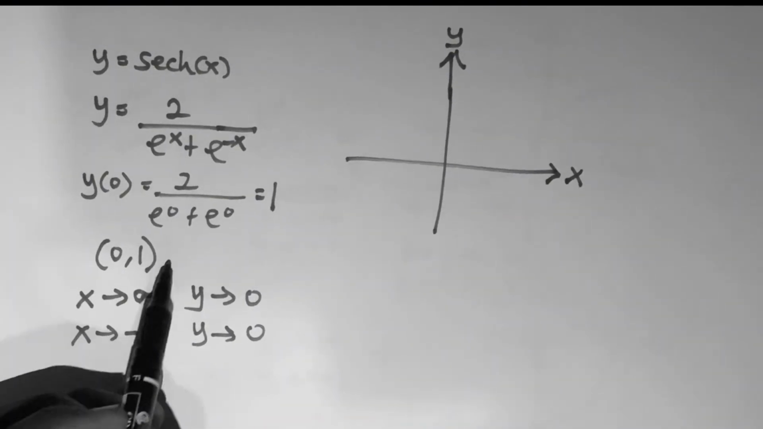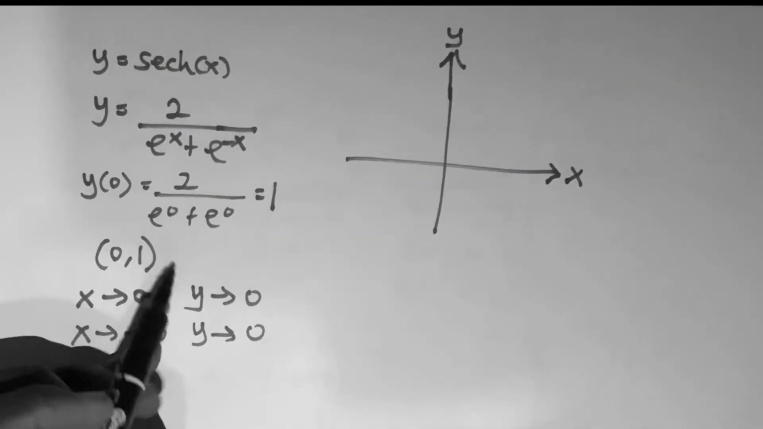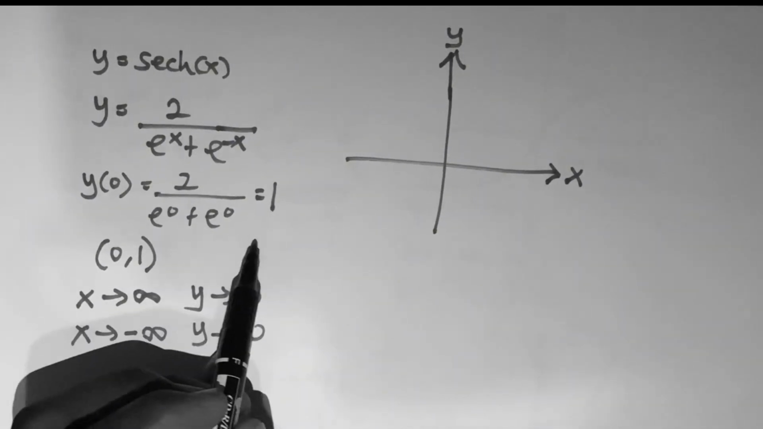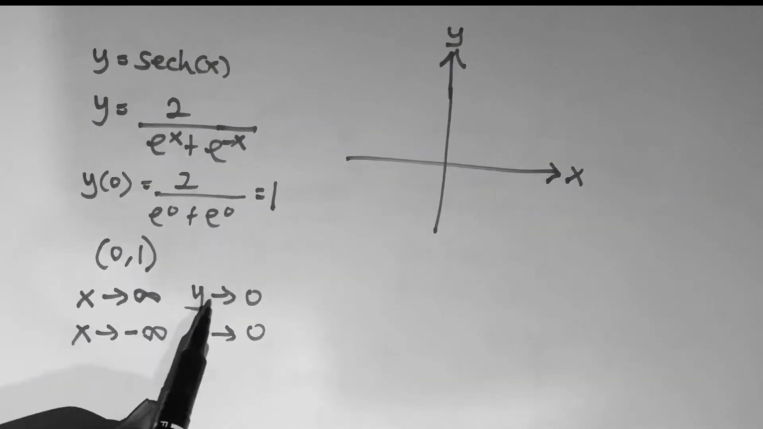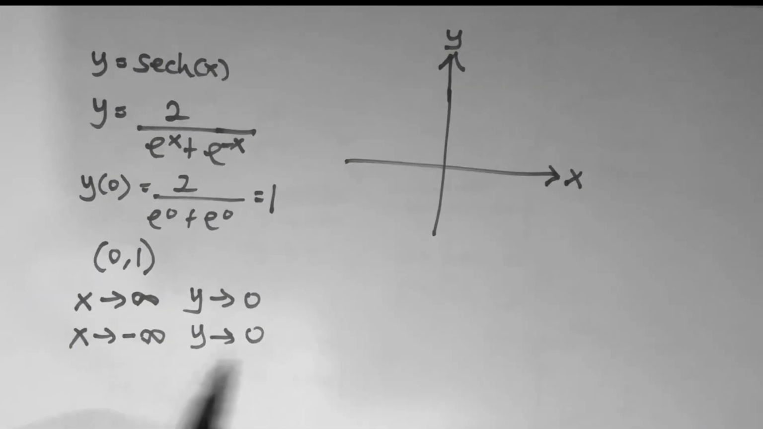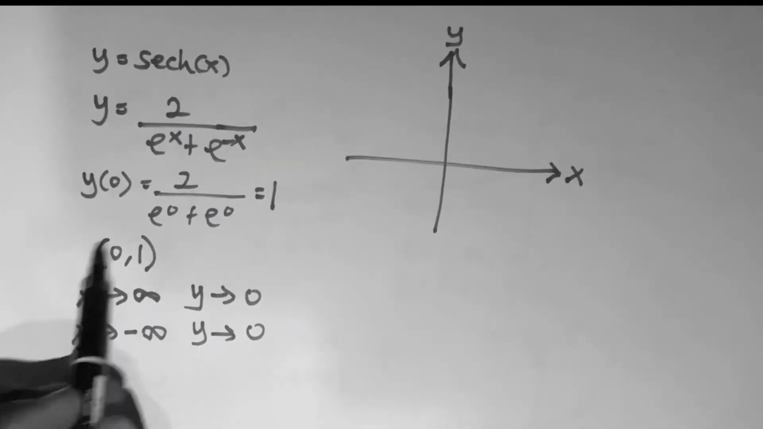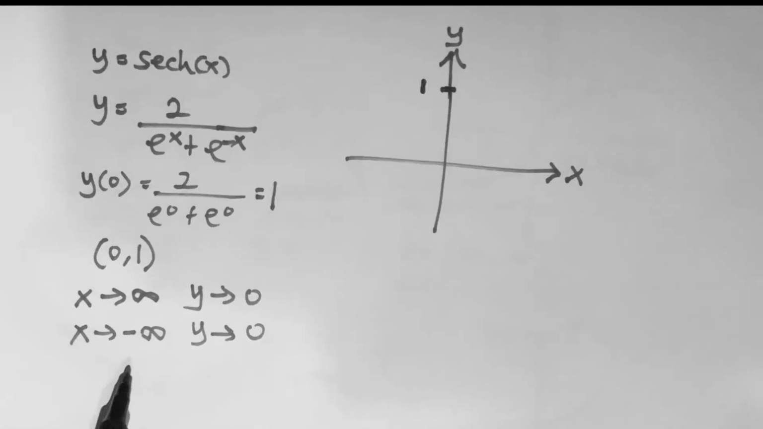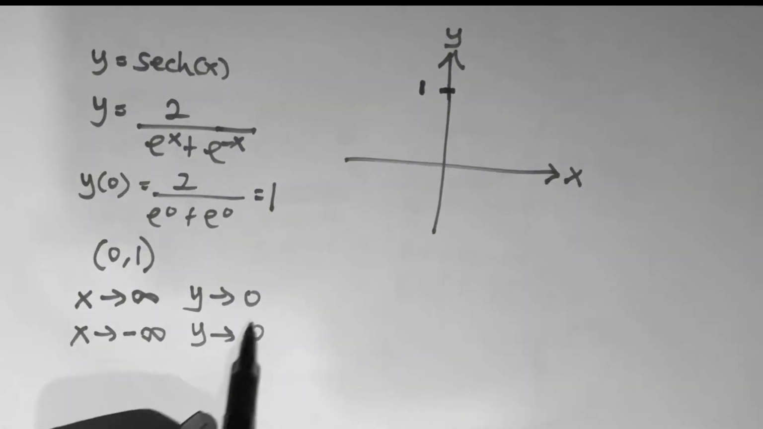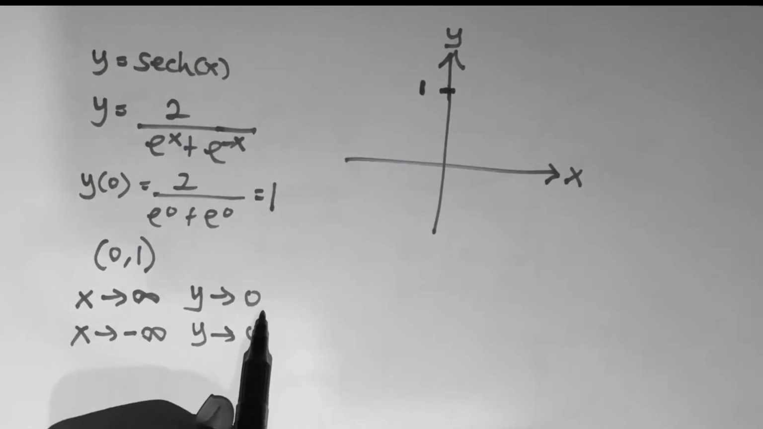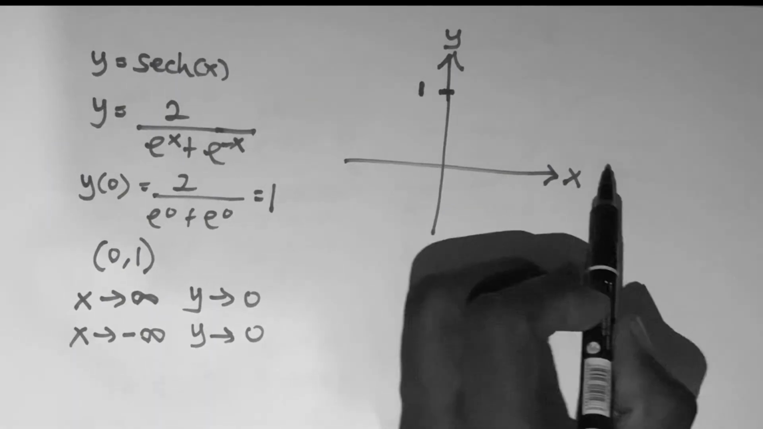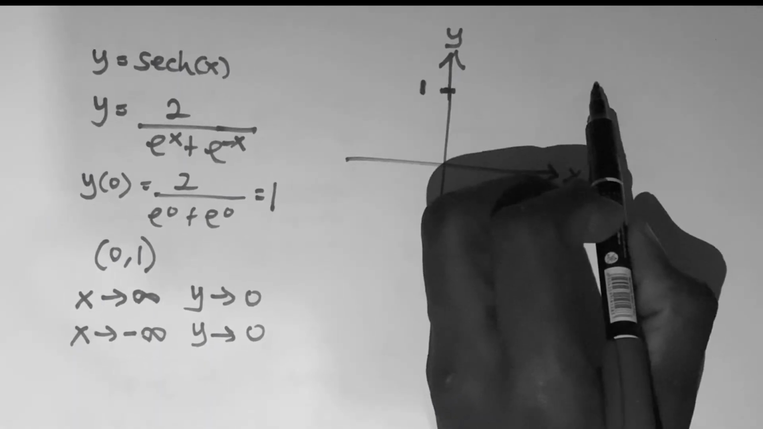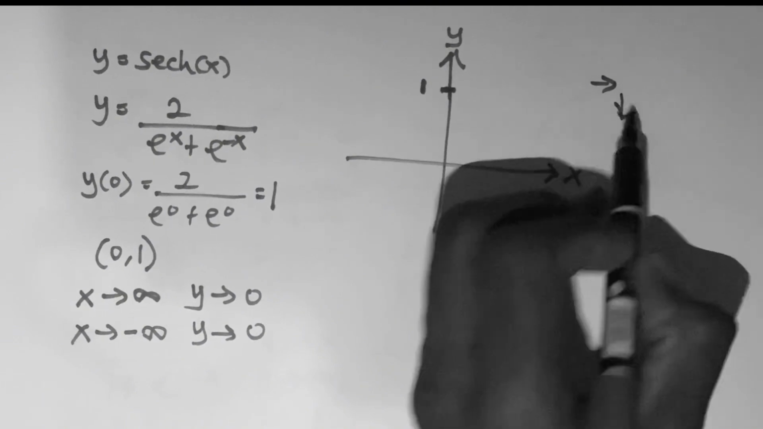Please, just before I forget, 2 divided by infinity will approach 0. It is not 0. So we know that there is a y-intercept at (0, 1). So let's assume here is 1. Now, as x approaches infinity, y approaches 0.